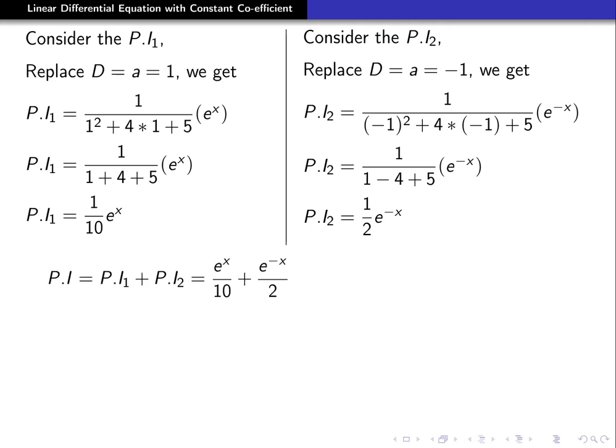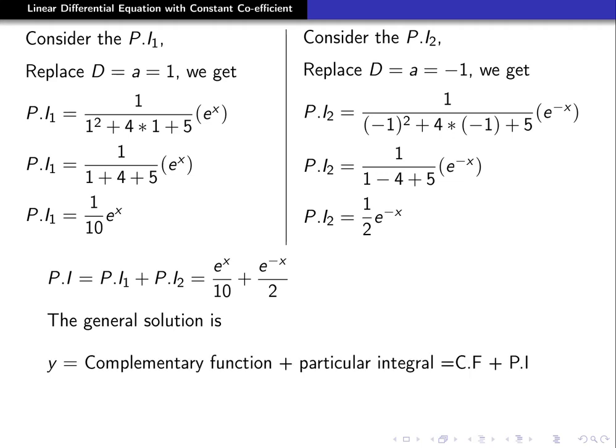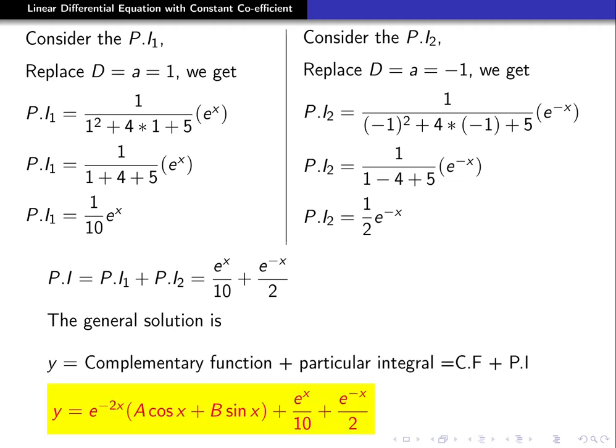So now we combine both PI 1 and PI 2. So we will get this. Therefore the general solution is complementary function plus particular integral. So the complementary function and particular integral we replace here, we will get the solution.